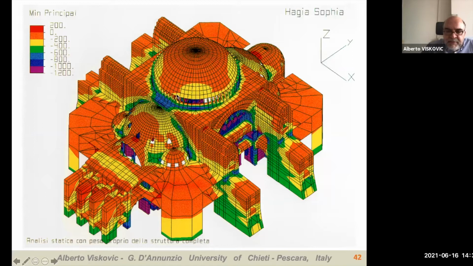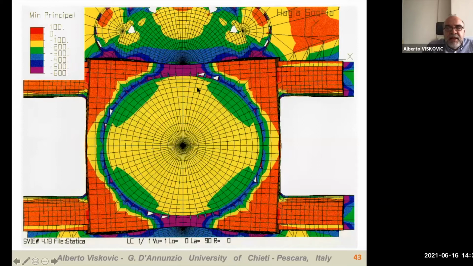And this is better visible from this top view with the elastic deformation amplified. This is the effect of the dead loads. We can see the thrust of the hemidome, also the other hemidome, and the ovalization of the main dome with a reduction of the longitudinal diameter and the expansion of the transversal diameter. And also a deformation of the longitudinal arches, which have an elastic deformation in this direction.